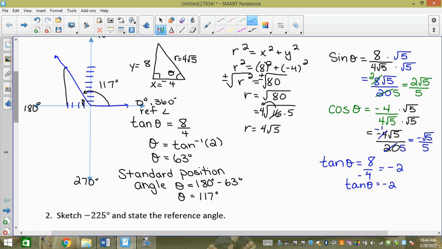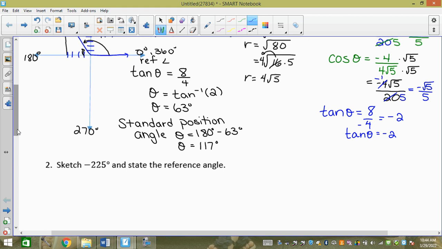If you're like, I wonder if I'm going to have to know how to do that. Yes, you are. All of them. You have to do all of them. So now we have negative 225. What's the catch of negative 225? You have to go clockwise, right?